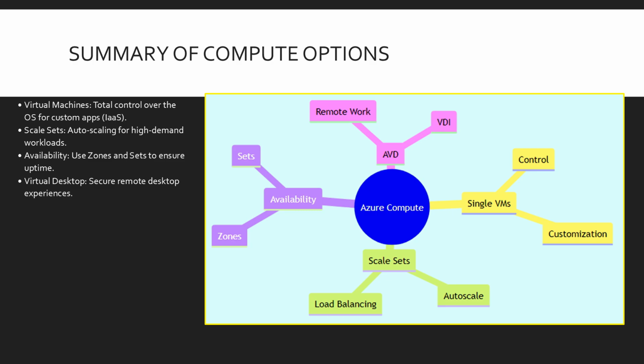Our final mind map recaps the module. Single VMs are for control. Scale sets are for growth and scaling. Availability covers our redundancy strategies like zones and sets. AVD represents the specific use case for remote desktop virtualization.